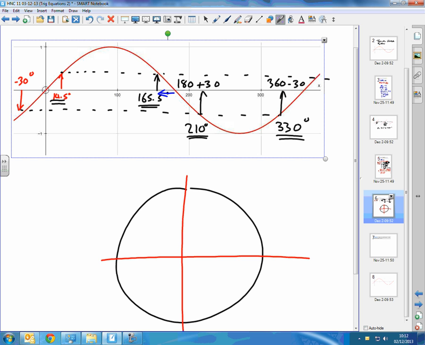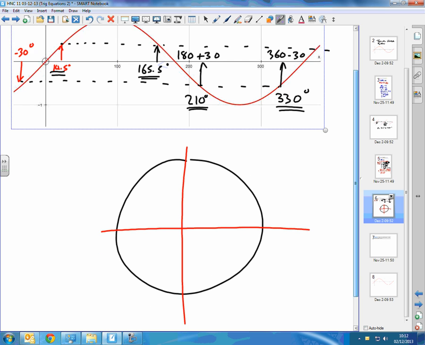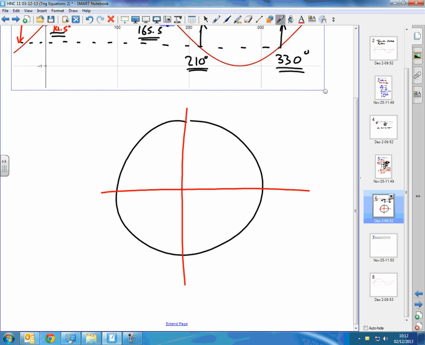If we look at the other angle, which is 210 degrees, so 210 degrees gives us this particular angle here, but so also does this angle here, which is 360 minus that 30 degrees. So you can see from the rotation how we get more than one solution.